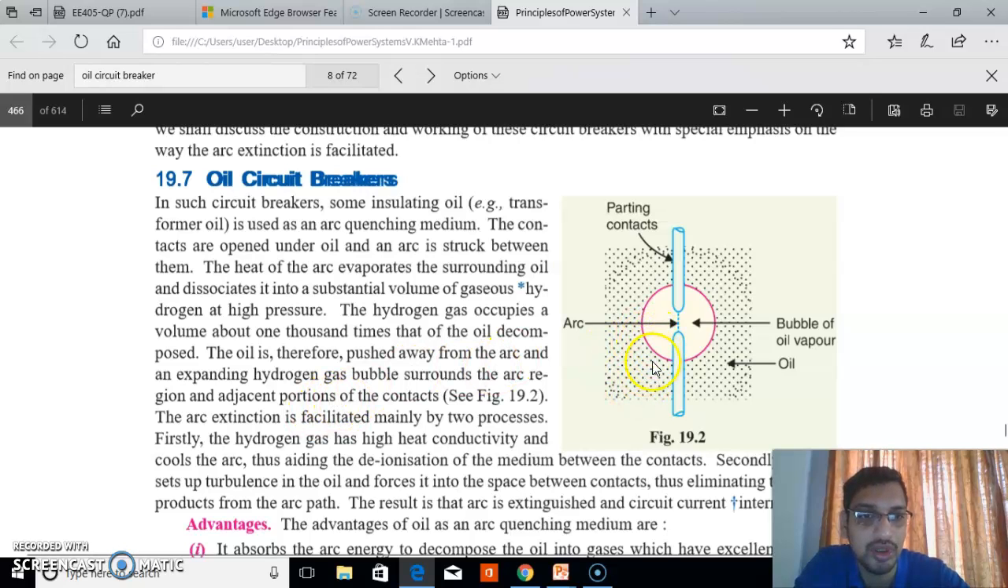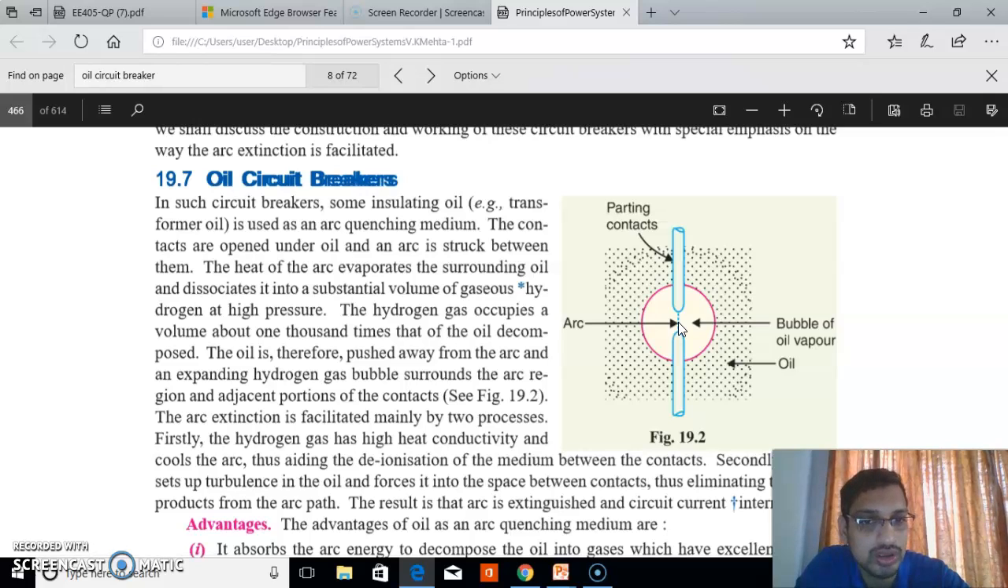Figure 19.2 shows the construction of an oil circuit breaker. In this construction, the oil circuit breaker consists of two conductors, one is the fixed conductor and the second one is the moving conductor. These conductors are placed in an insulation medium, here it is oil. This dot indicates the oil surrounding the contacts. In the normal condition, the two contacts are closed together so that it carries the normal current through the circuit.